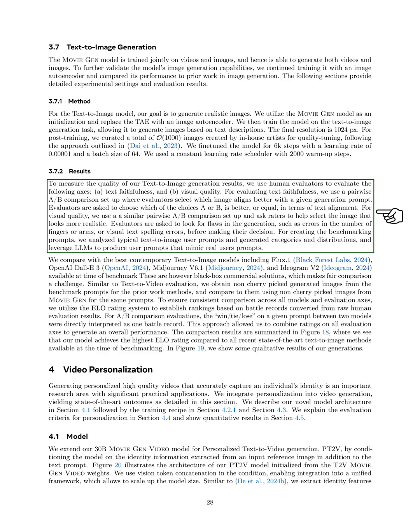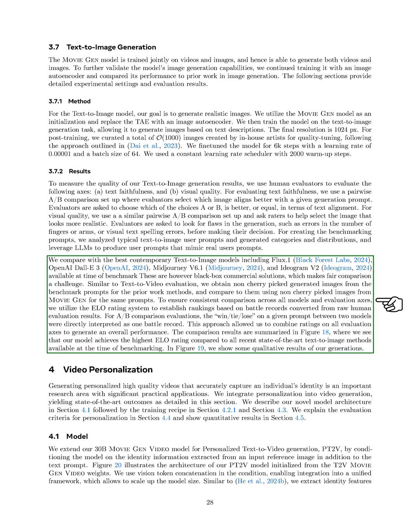To create our benchmarking prompts, we analyzed common user prompts for text-to-image generation, categorized them, and used large language models to generate prompts that resemble real user requests. We compared our results with leading text-to-image models like Flux.1, OpenAI DALL-E 3, Midjourney V6.1, and Ideogram V2, which are commercial solutions that complicate fair comparisons. Like in text-to-video evaluations, we gathered unselected generated images from the benchmark prompts for previous methods and compared them with unselected images from our MovieGen for the same prompts.